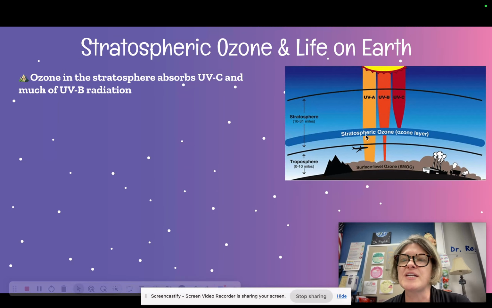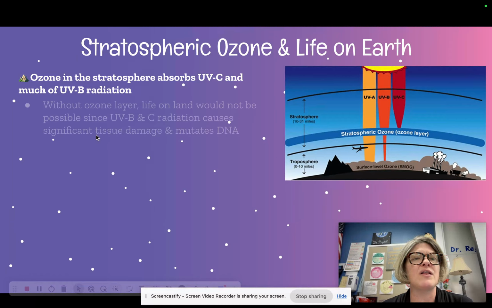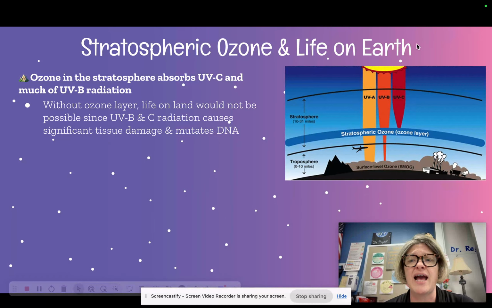Okay, so stratospheric ozone is found in the stratosphere, which is a couple of miles above where airplanes fly. And the ozone that's up there actually absorbs all of the UVC radiation that comes from the sun, and most of the UVB radiation that comes from the sun. You can see that over here in this visual image. And then you can also see that a lot of the UVA radiation is able to hit the surface of the planet, so where we live.